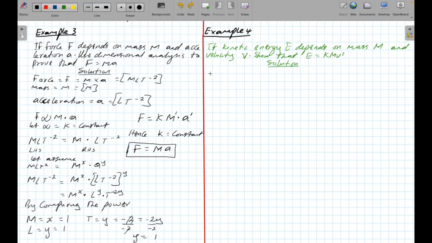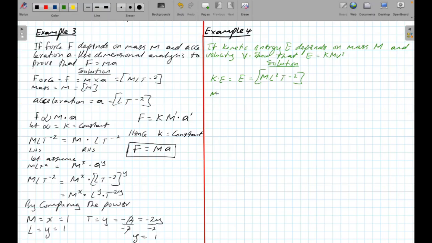So now let's consider the fourth example. The example says that if kinetic energy E depends on mass m and velocity v, show that E is equal to kmv square. Now we can consider the parameters: kinetic energy, let's take it as E, and the dimension of energy is given to be ML raised to the power of 2 T raised to the power of minus 2.